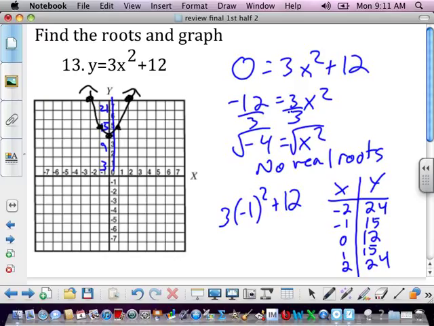It's quadratic. Correct. We knew it was quadratic also because it had a square.